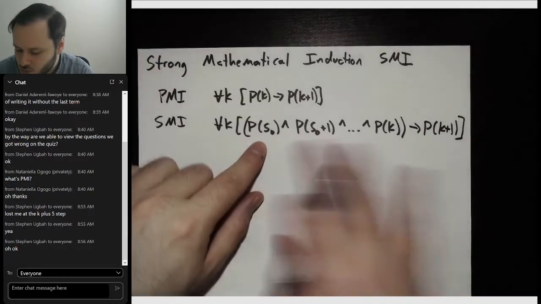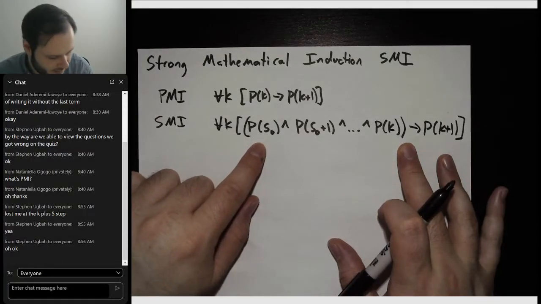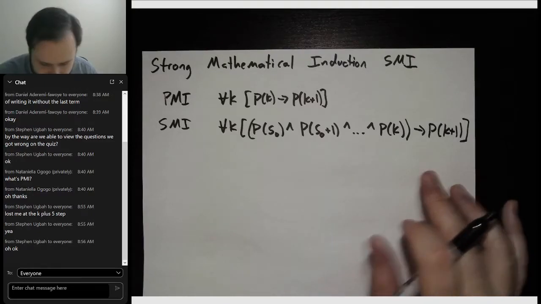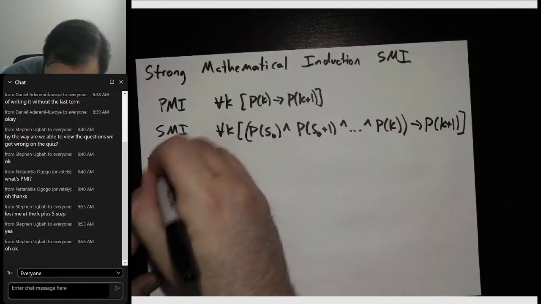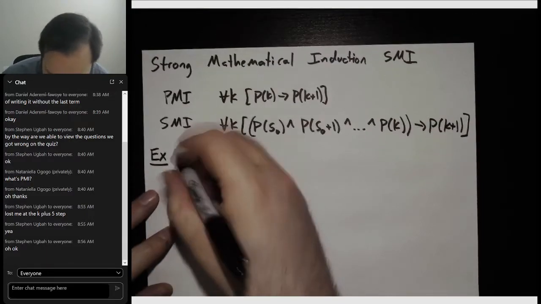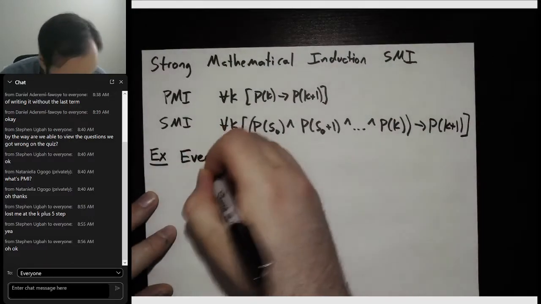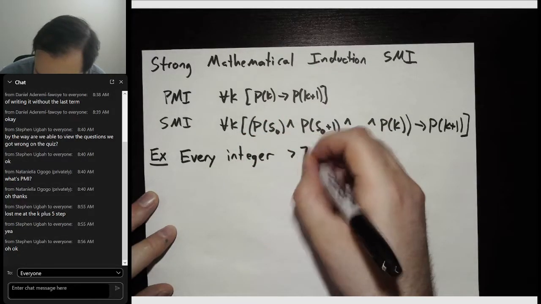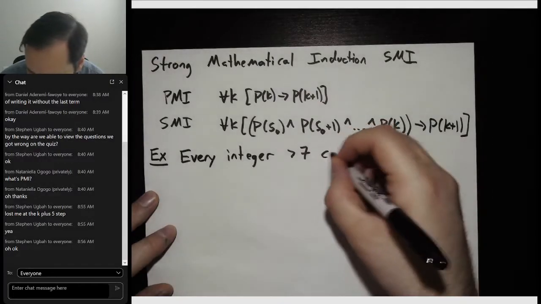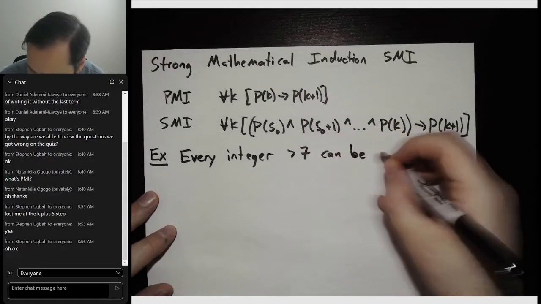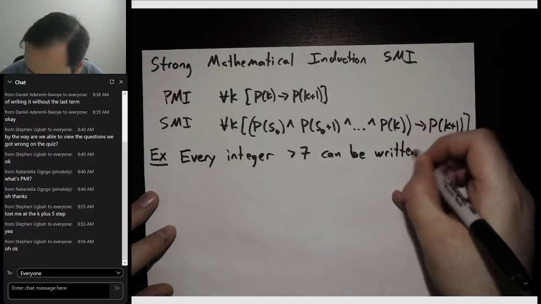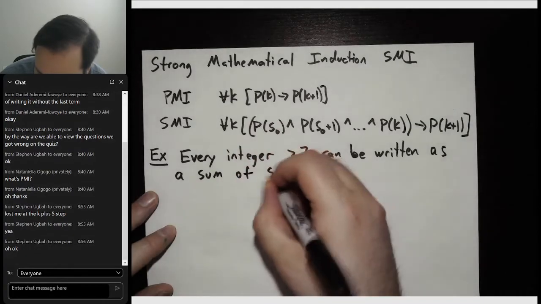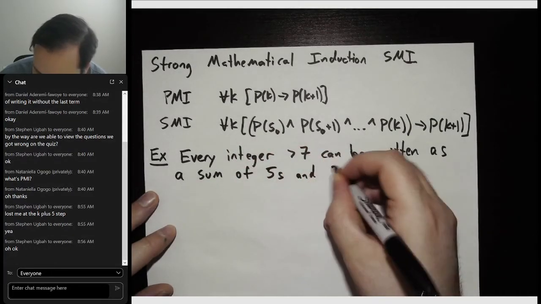So this is using more information to prove what we want to prove. So let's do an example of this. Here's my claim. Every integer strictly bigger than 7 can be written as a sum of 5s and 3s.